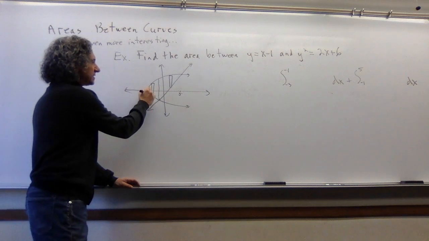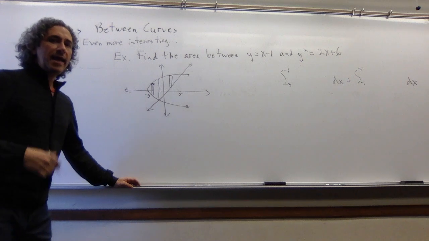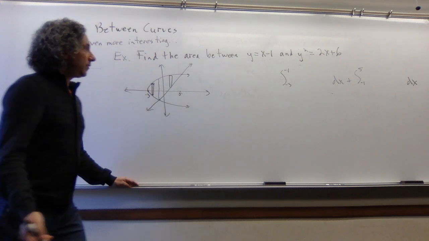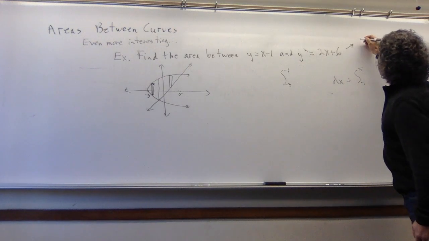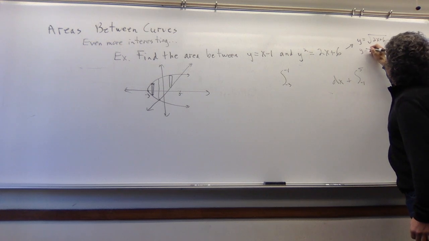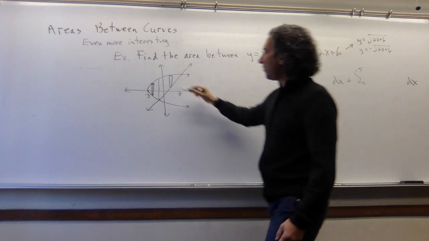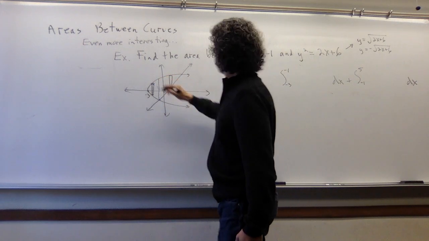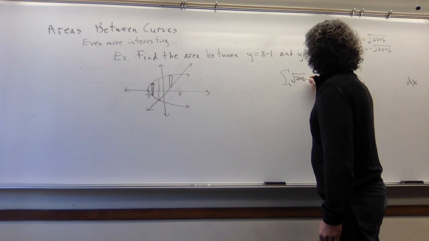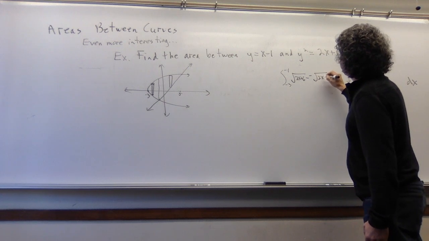So if I think of this guy as a function of x, that'll give me this height. And if I think of this guy as a function of x, that'll give me this height. So we already talked about the fact that we could think of this as the square root of 2x plus 6 on top and minus the square root of 2x plus 6 on bottom. So in other words, you could just take this distance, which is the square root of 2x plus 6, minus the square root of 2x plus 6.